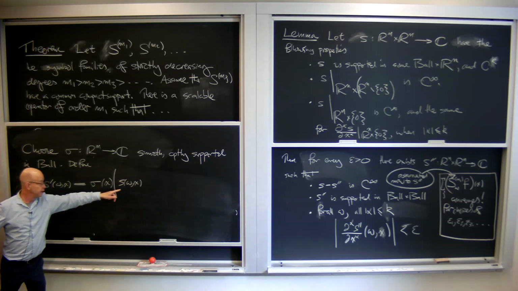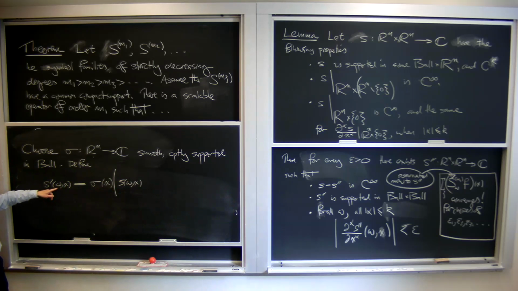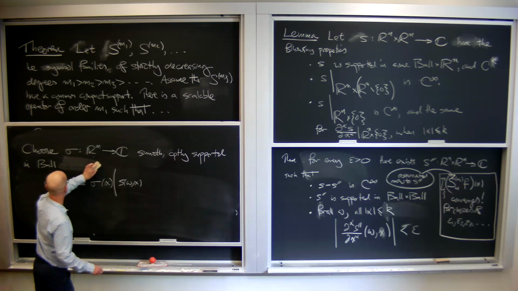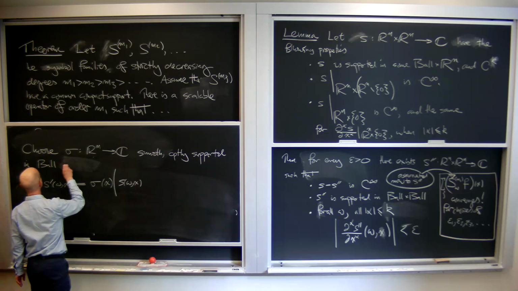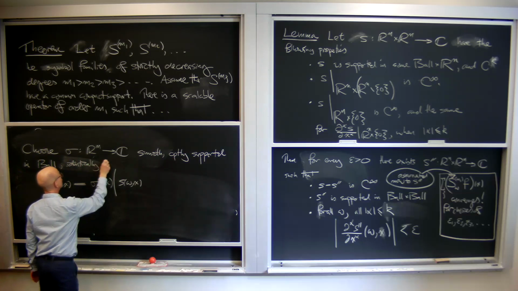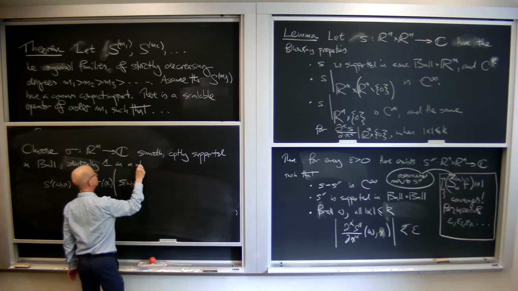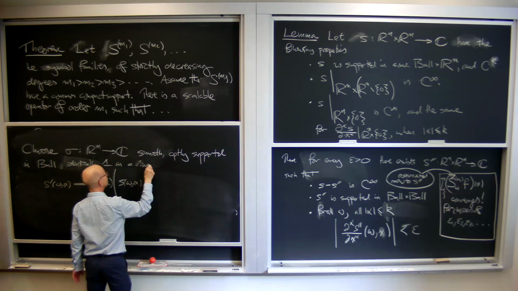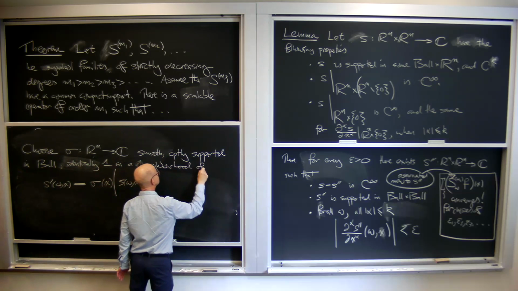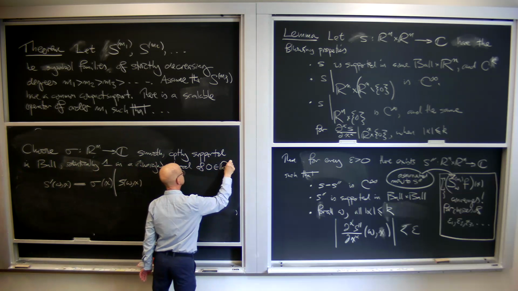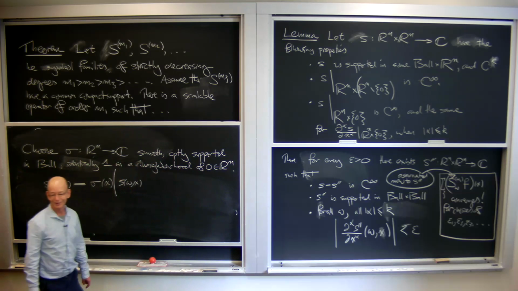Would the left-hand side be equal to the right-hand side? Well, no, because I've multiplied by this cutoff function. But the difference between the left-hand side and the right-hand side would be a smooth function in all variables if I said something a little bit more about this sigma. At the moment, I could have chosen a zero function sigma. So I want a function which is identically 1 in some neighborhood of 0. That would be a better choice.